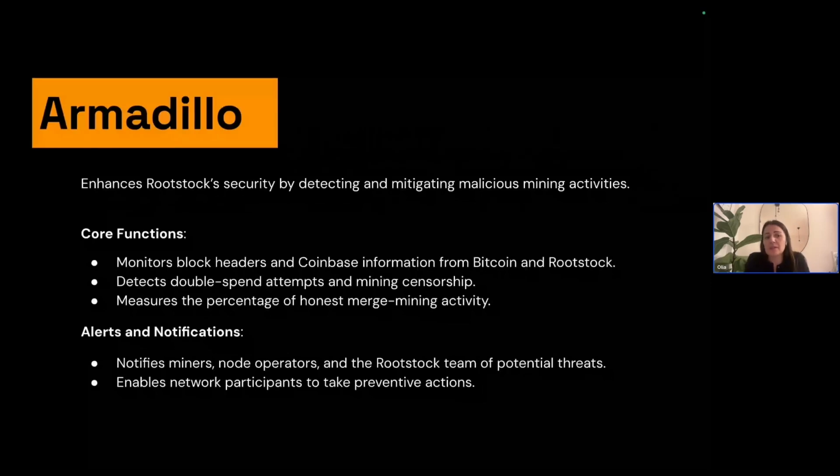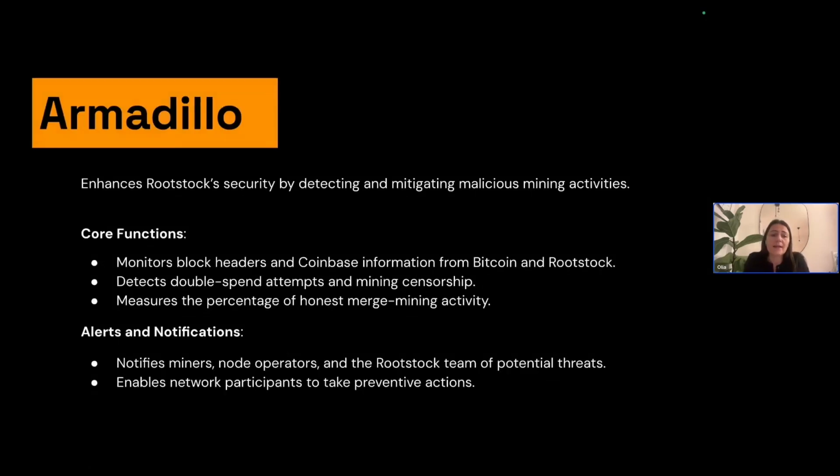Armadillo, as mentioned before, is a mechanism that enhances Rootstock security by detecting and mitigating malicious mining activities. The core functions include monitoring block headers and coinbase information from Bitcoin and Rootstock, detecting double spend attempts and mining censorship, and measuring the percentage of honest merge mining activity. And then there are alerts and notifications if there are any malicious attempts, of course.